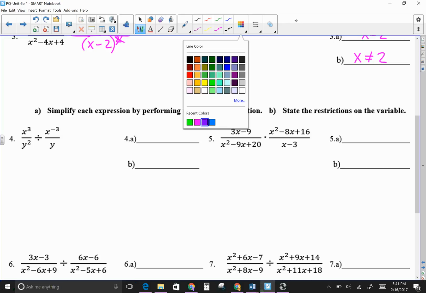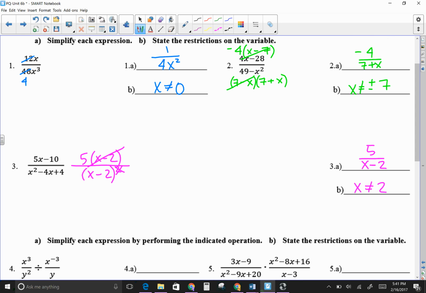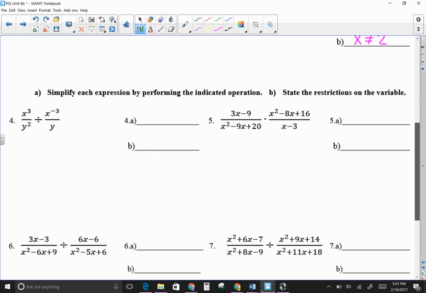Okay, let's go with, now this time we have operations up top. Each expression that I gave you was just all by itself. There was no plus or minus, multiplying or dividing involved. So now we have to pay attention to what operation is going on. We're still going to state the restrictions. So this is division, and when we divide with fractions, we keep, change, and flip. So I'm going to keep this the same, change my division to multiplication, and then I flip this one.